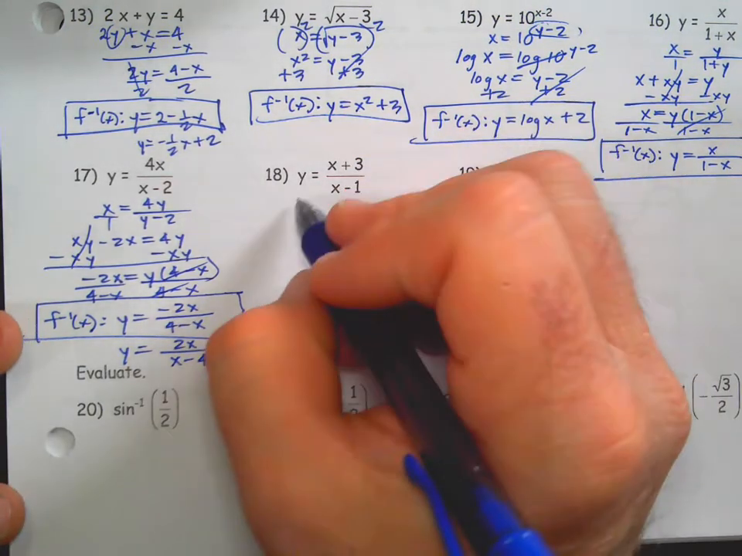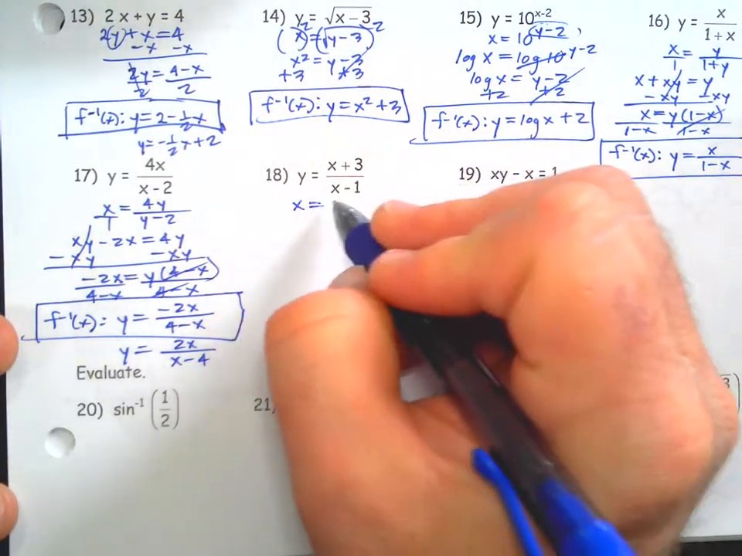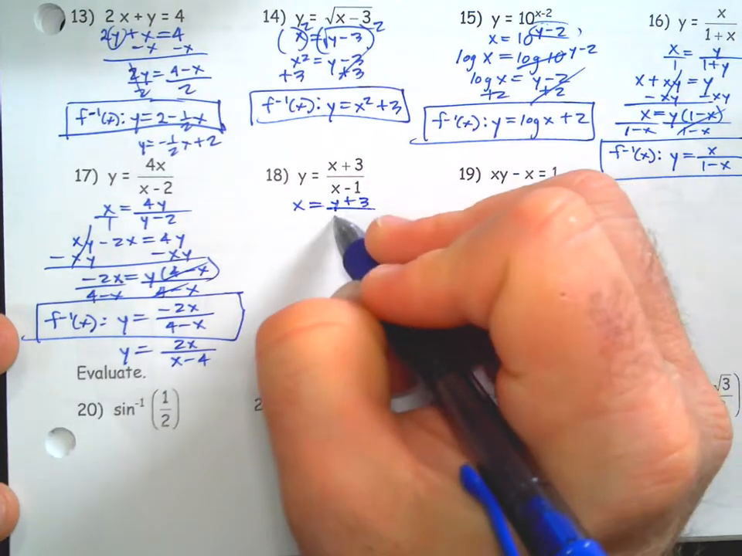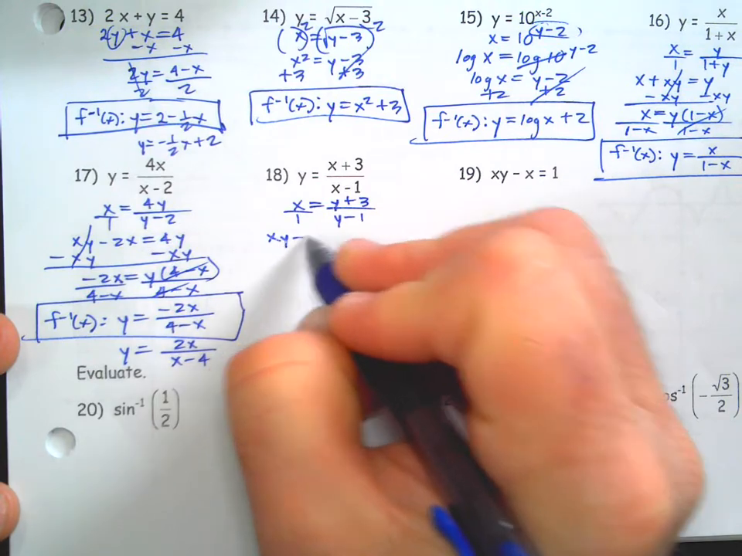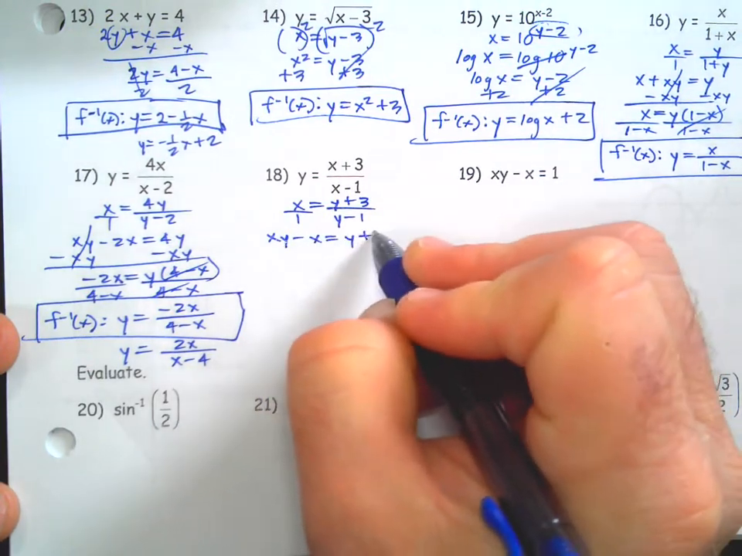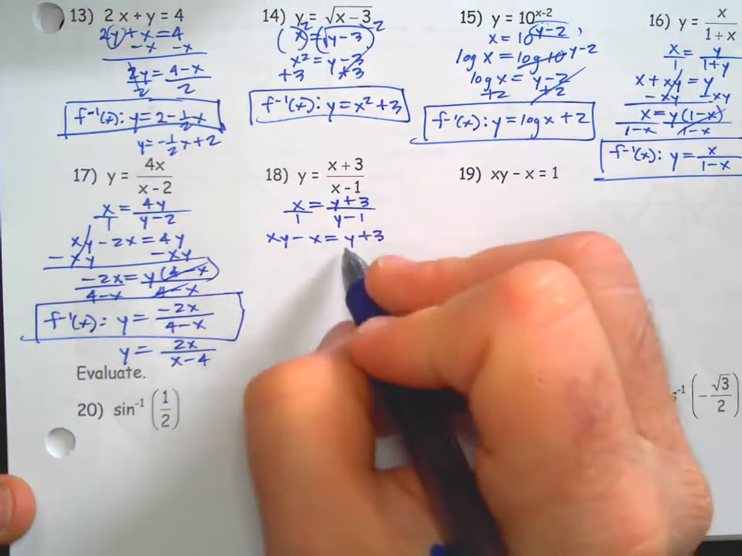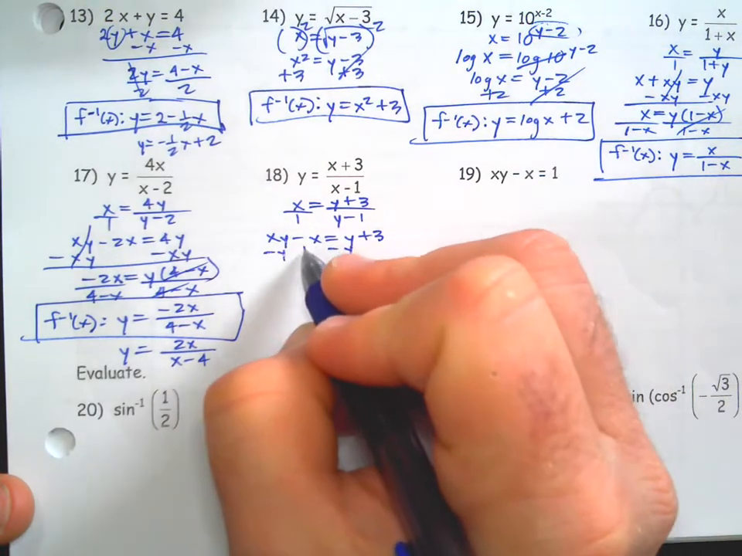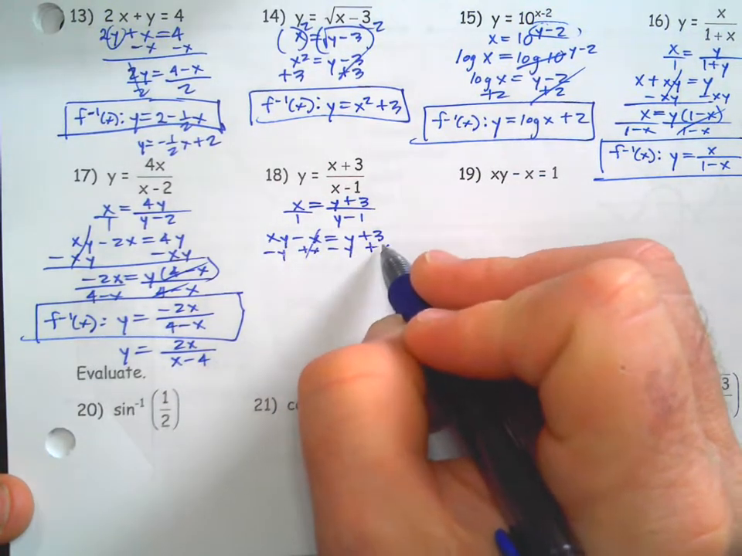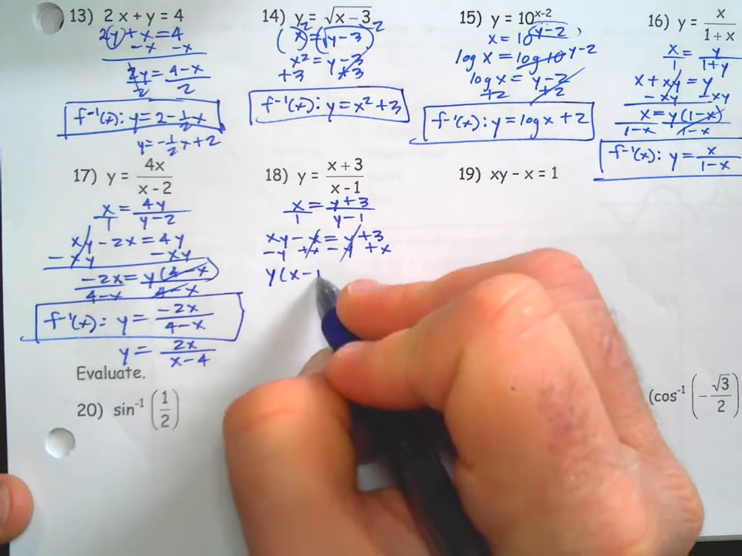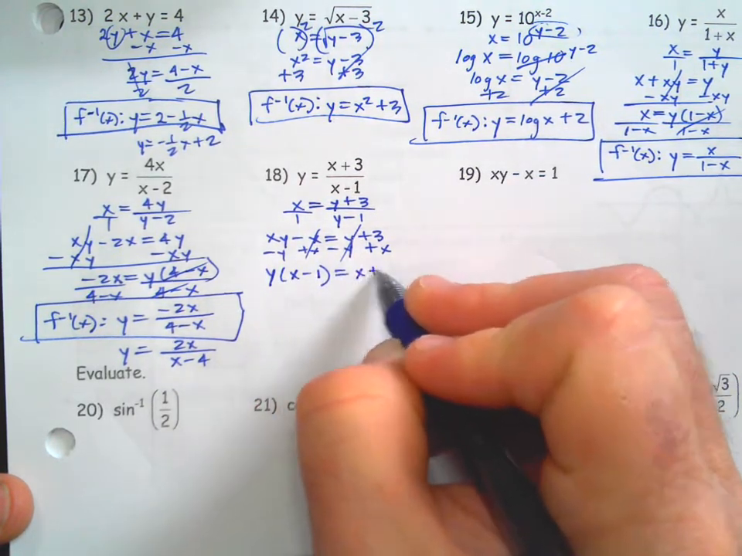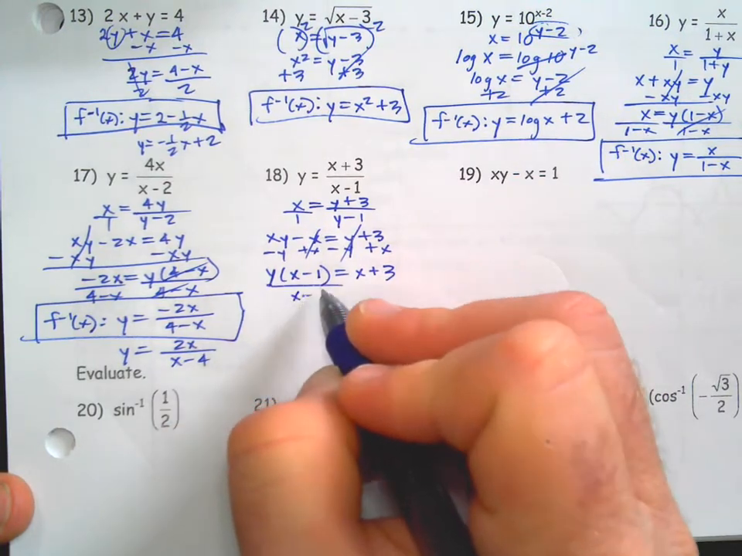Okay, next one. Swap the x and the y. Solve for the new y. Cross multiply. xy minus x equals y plus 3. We could get the y's together on the same side, get rid of the other non-y terms to the other side. Factor the y out. x minus 1. x plus 3. Divide by x minus 1.